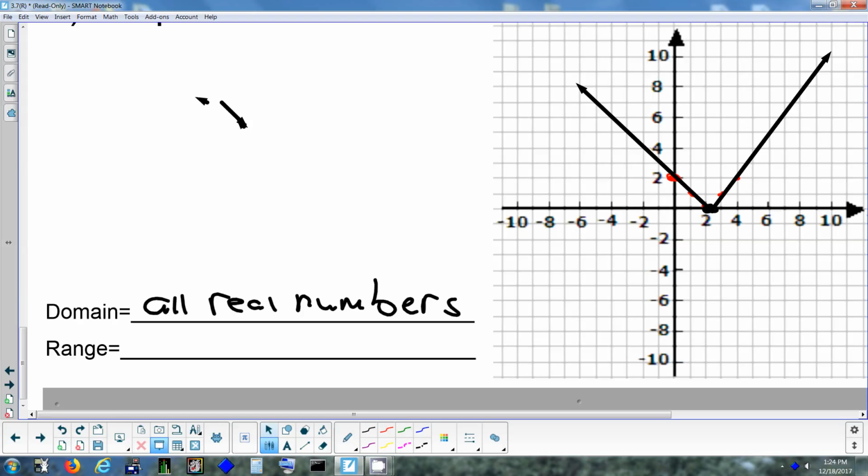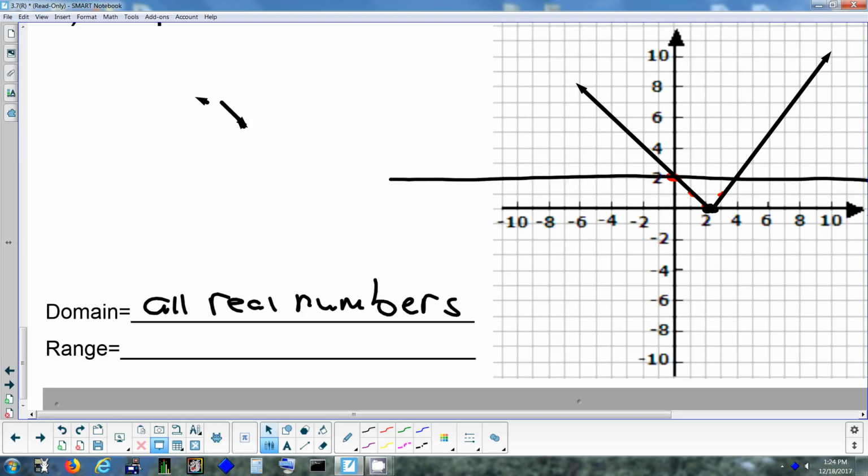It's infinite upwards. Does this graph go up forever? Yes. Does it go down forever? No. Then it has a lowest point somewhere. What's the lowest? 2. Do I go below 2? No.